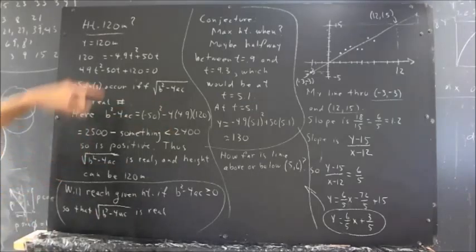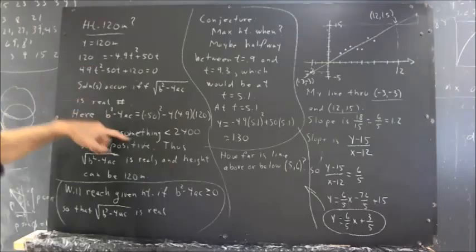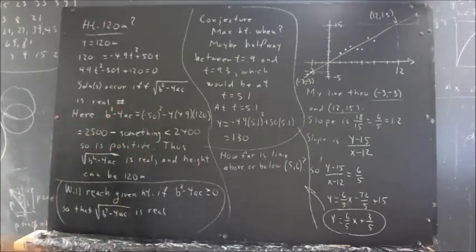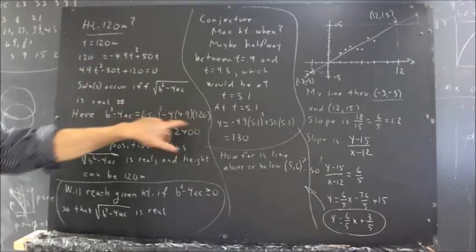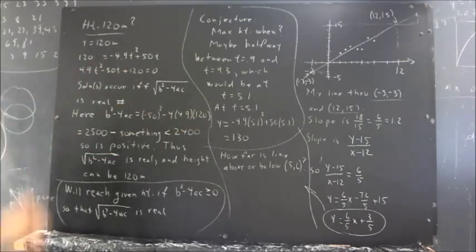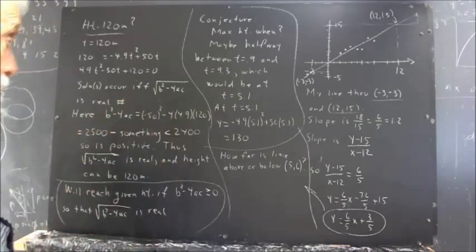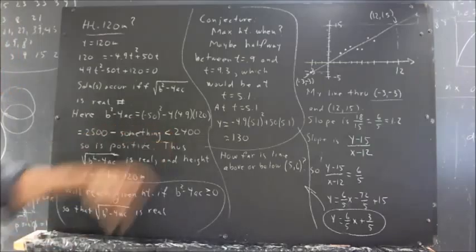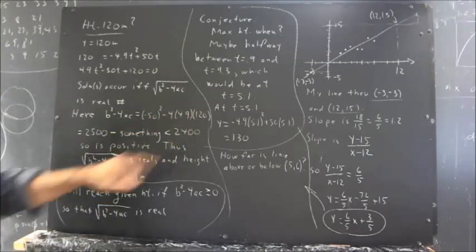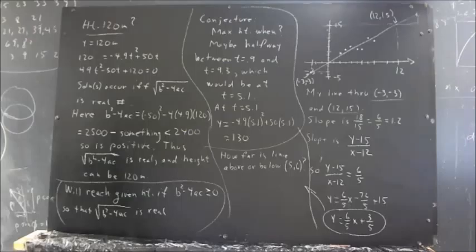Well, in this case, b is negative 50, so you have negative 50 squared, and 4ac is 4 times 4.9 times 120, and it's minus that. And you can go ahead and evaluate this, and that's going to be your first impulse, because you're used to doing all your math on a calculator. I recommend that you use your head, so I'm going to do a little plug for that. We can see pretty easily that this is going to be a positive number, so that 120 meters is going to be a possible height. It's going to be a height that does occur.